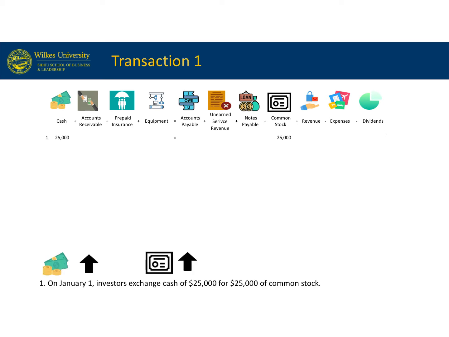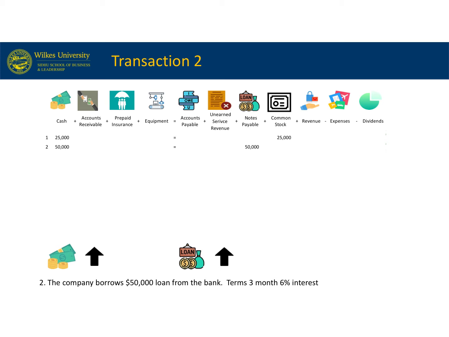In transaction 1, on January 1st, cash of $25,000 is invested in Sandy Corporation by investors in exchange for $25,000 of common stock. The asset cash is increased along with the owner's equity account common stock. You can see how they are put into the accounting equation. Note, the accounting equation holds. Both sides of the equation increased as assets increased $25,000 and owner's equity, the common stock account, increased $25,000.